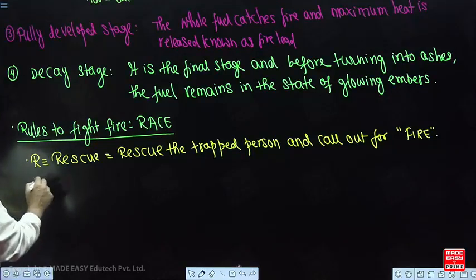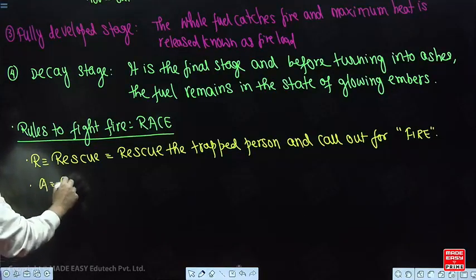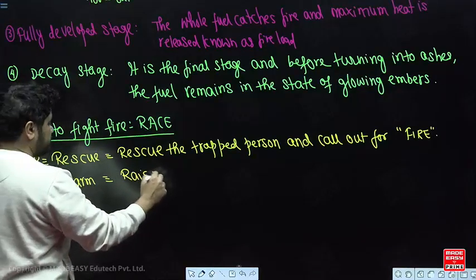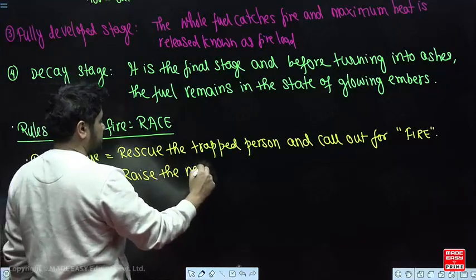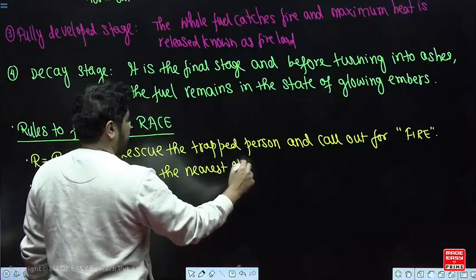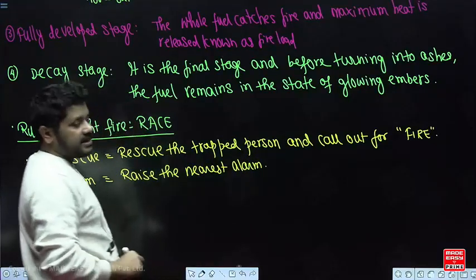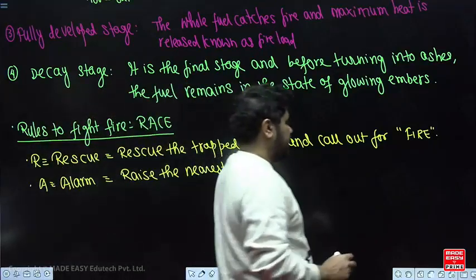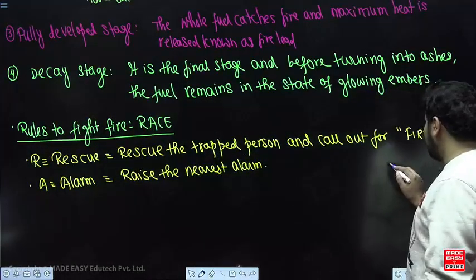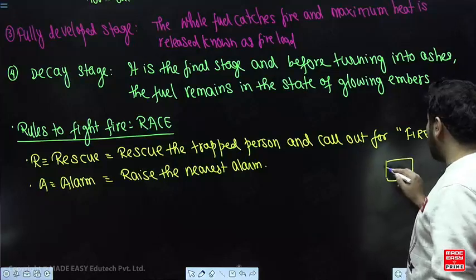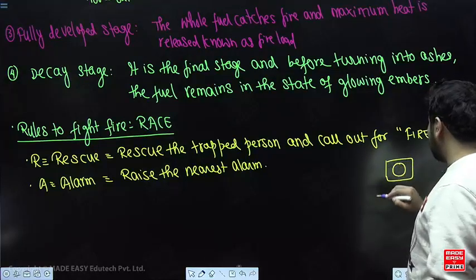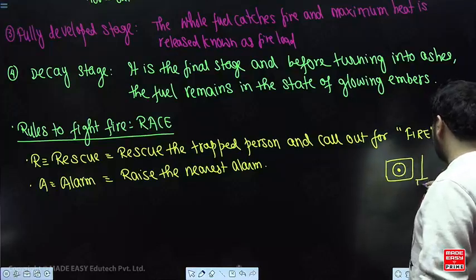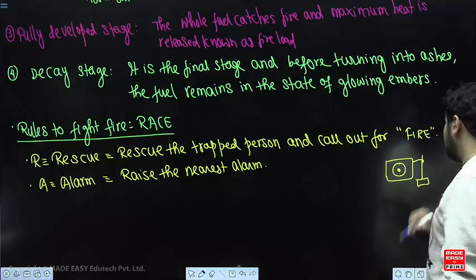R. Then A. A is your alarm. What is alarm? So raise the nearest alarm so that everyone in the building can understand that there is some fire. So if you go to the mall, right, so there will be alarm. So how the alarm will look like? So there will be a red color box, inside there will be a circular glass and there will be a dot, and there will be one hammer that will be hanging around it, isn't it?